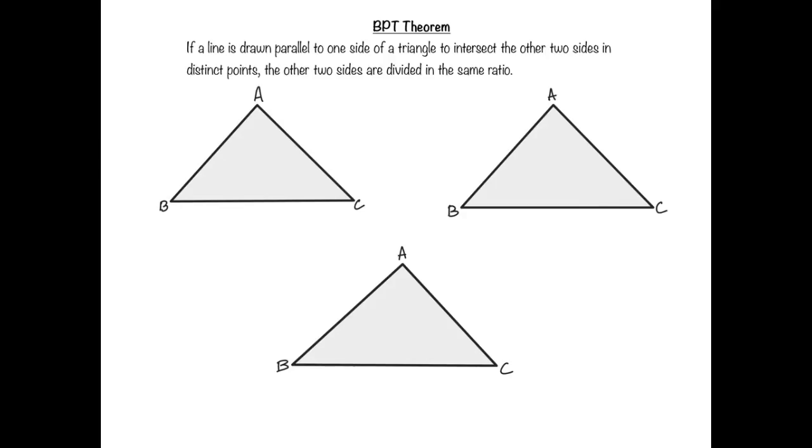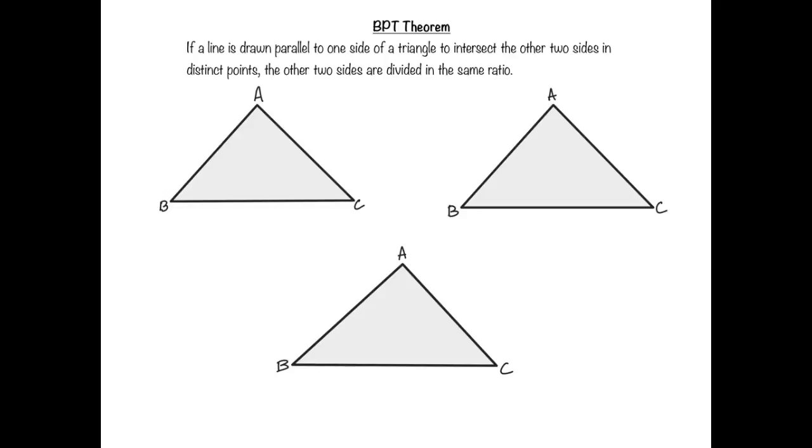In this video, we will learn about the basic proportionality theorem, which is also known as Thales Theorem. What does the theorem say? If a line is drawn parallel to one side of a triangle to intersect the other two sides in distinct points, the other two sides are divided in the same ratio.